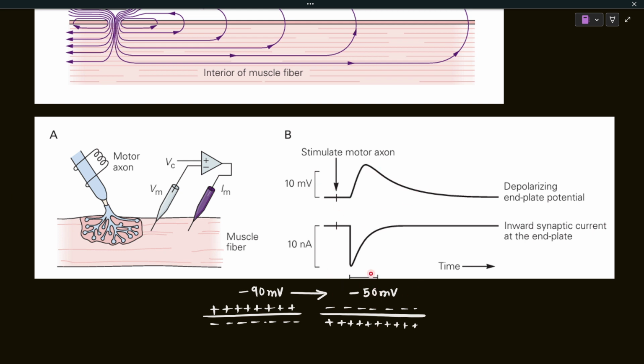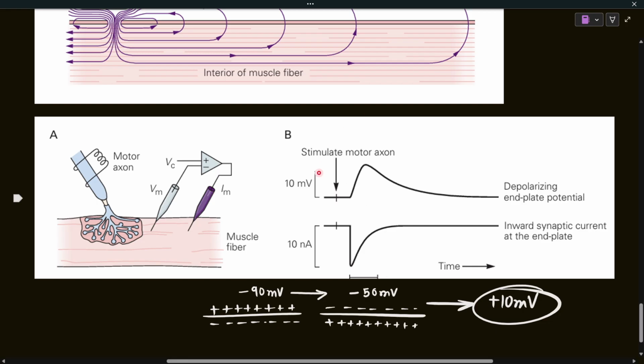Here the potential is positive. Let's say the ion flux was enough to create a positive membrane potential. So here it is plus 10 millivolt. And the IM is measuring the current, in nanoampere. You can see it is showing 10 nanoampere. So this is showing that whatever current was generated was inward. So this is showing the inward current generation.